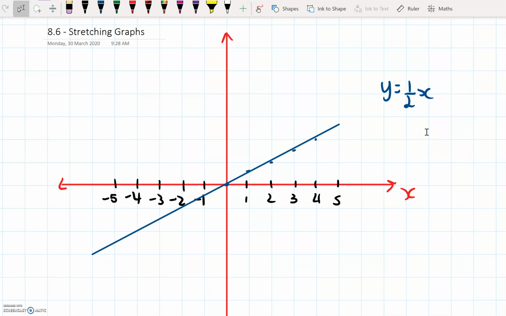Now, if we stretch this, and you'll see it written as multiply by a factor of, let's say, 4. Now think about what the equation will be first of all. If we multiply this by 4, half of 4 is 2. So we're going to end up with y equals 2x. But we can also show this graphically without too much fuss if you take a look at each point on the graph.